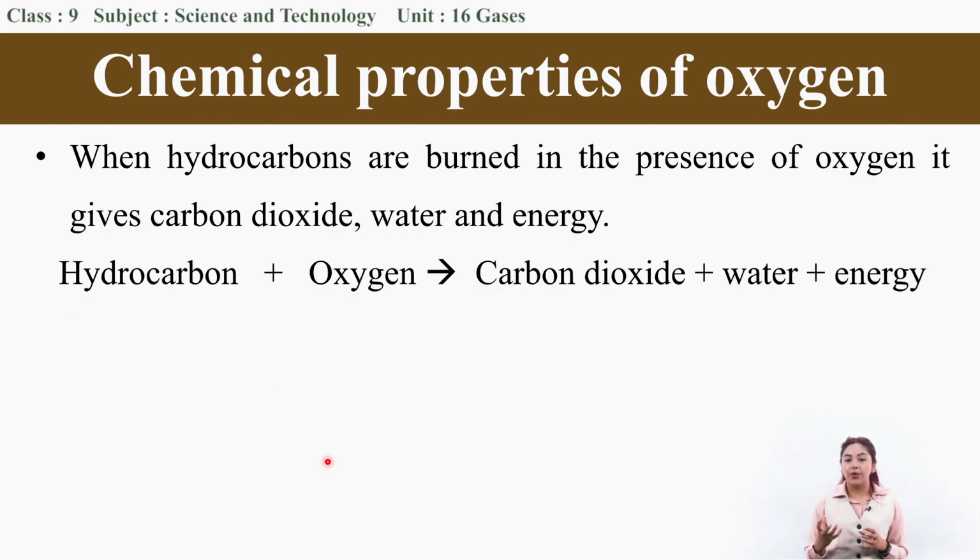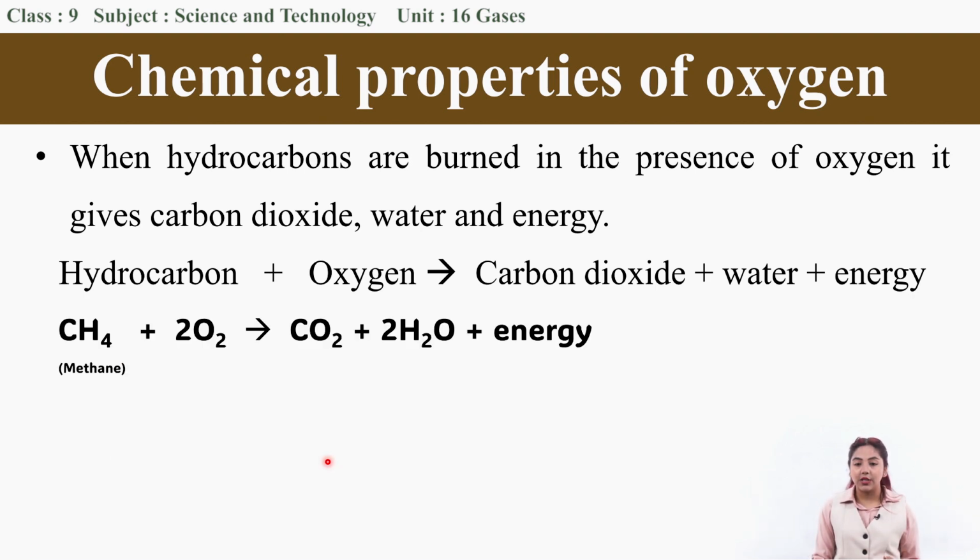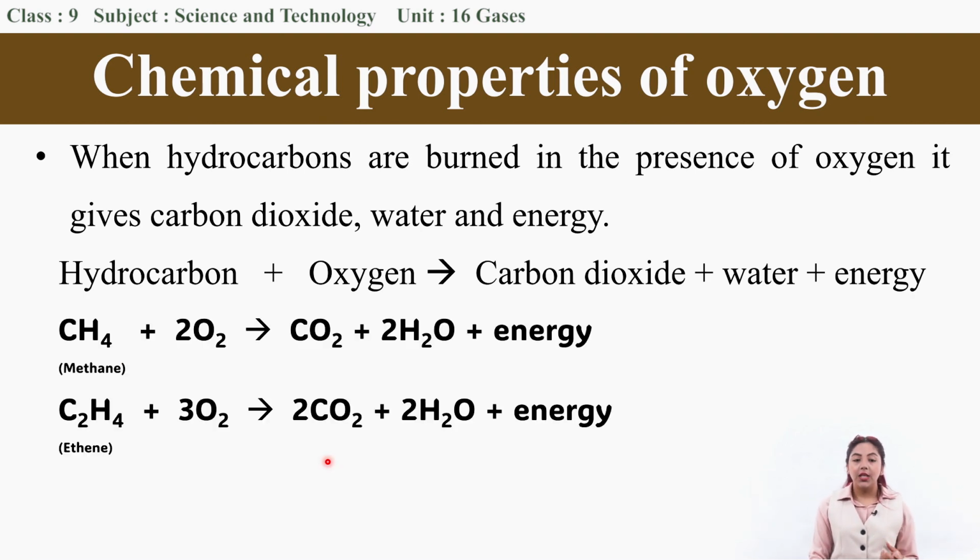Now another chemical property is when hydrocarbons are burned in the presence of oxygen, it gives us carbon dioxide, water and energy. So what is a hydrocarbon? From the name itself, we can understand what it is. Hydrocarbons are compounds that contain hydrogen and carbon. Some of the examples are methane, ethane, propane, etc. And here we will see the reaction of methane and ethane. When methane burns with oxygen, it gives us carbon dioxide, water and energy. Similarly, if oxygen reacts with the hydrocarbon ethene, it gives us carbon dioxide, water and energy as well.